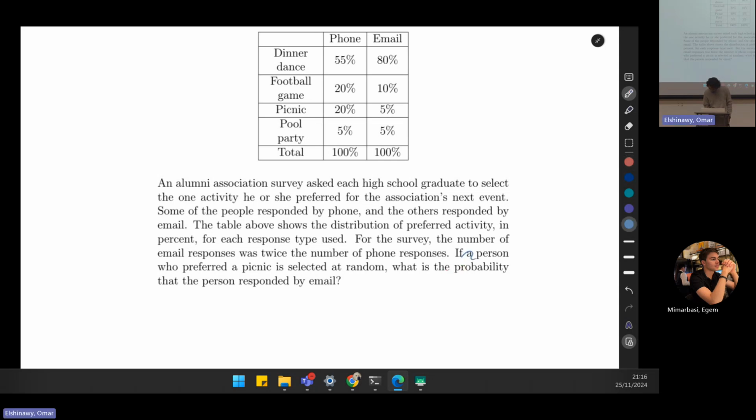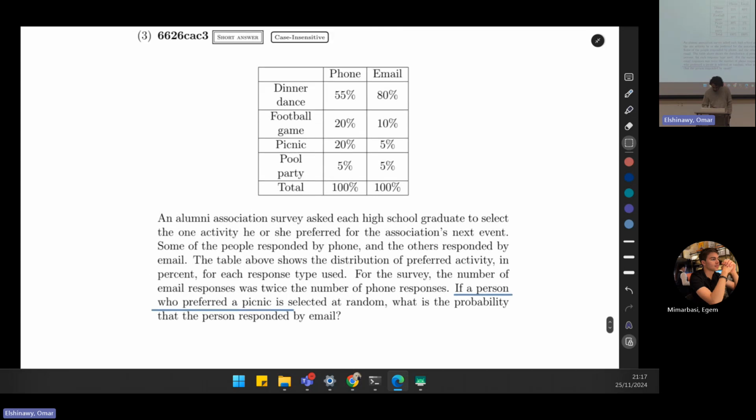So first off, we're choosing a person from all the people who preferred picnics. So this is our pool, all people who prefer picnics. That's the first fact. Now, what are we looking at? We're looking at the probability that the person responded by email.